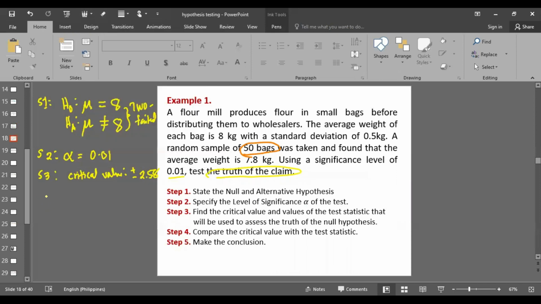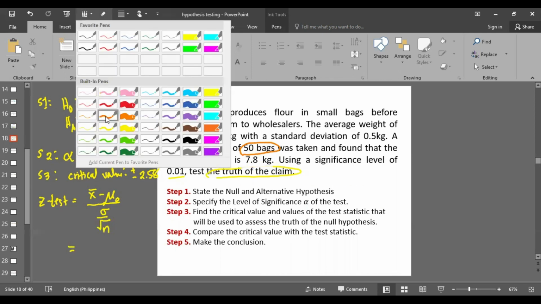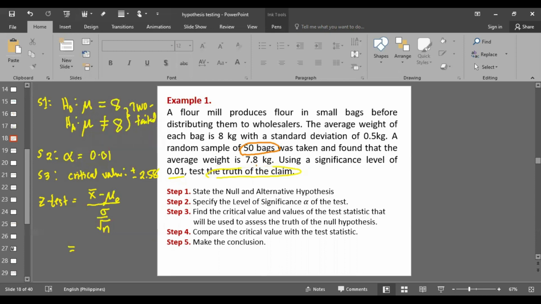This time, let's compute for the test statistic. So the formula is the sample mean minus the hypothesized population mean all over the population standard deviation divided by the square root of the sample size. Let's do the substitution. The given sample mean is 7.8. Bakit kino-consider natin na sample mean sa 7.8? Kasi itong nakuhang average weight ay galing lang sa 50 bags. So it's the sample mean.